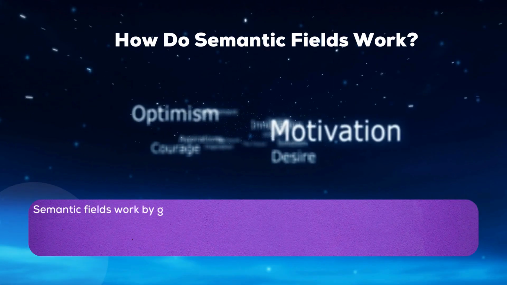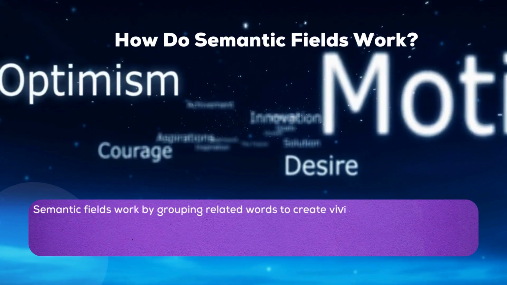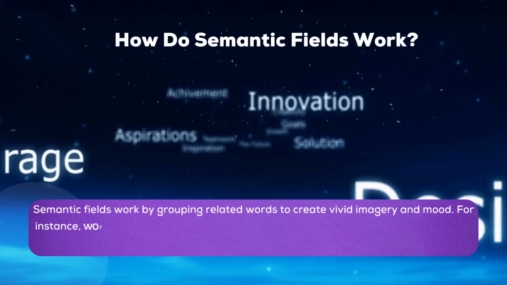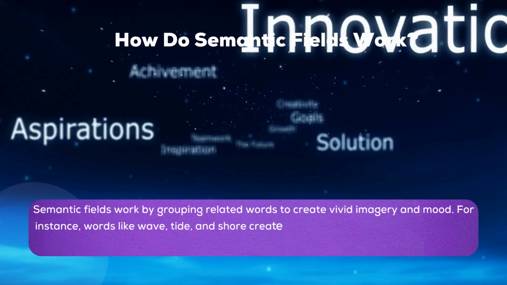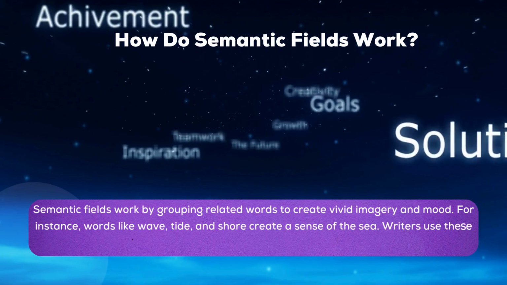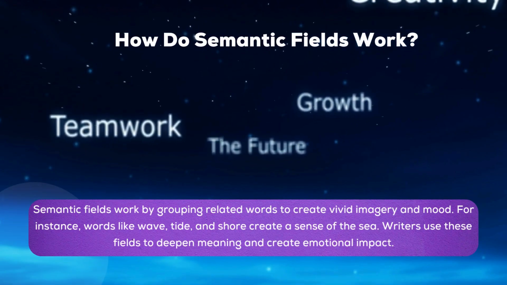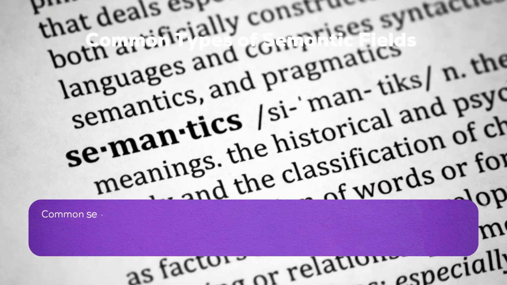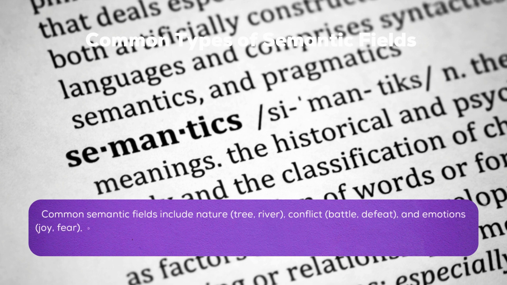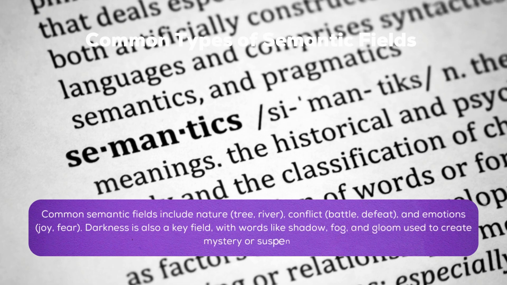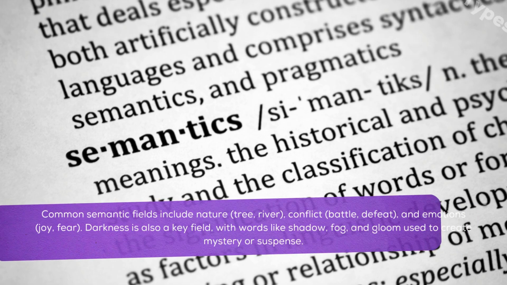Semantic fields work by grouping related words to create vivid imagery and mood. For instance, words like wave, tide, and shore create a sense of the sea. Writers use these fields to deepen meaning and create emotional impact. Common semantic fields include nature: tree, river; conflict: battle, defeat; and emotions: joy, fear. Darkness is also a key field, with words like shadow, fog, and gloom used to create mystery or suspense.